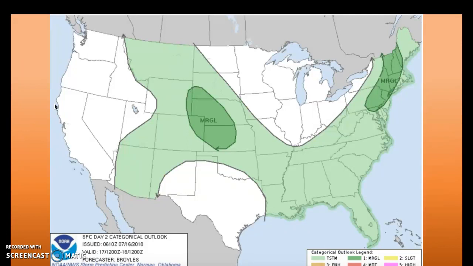it looks like a large portion of the country is going to be under that general thunder forecast towards the central part. And we do have some marginal risk for severe weather up in the northeast as well as the central U.S. towards Nebraska and Kansas.